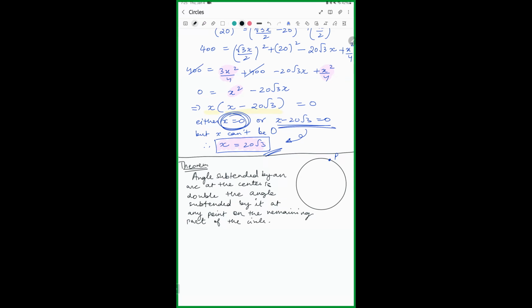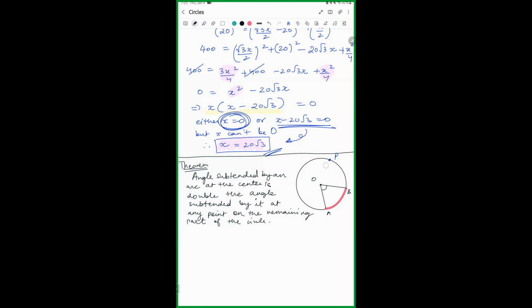So what does this mean? It means that if you take an arc, let's say this arc, I need to make it a little bit thicker. Okay, let's say you take this arc, the angle subtended by it at the center, this is O, is going to be double, meaning if you see this angle, and let's call it AB. So this angle over here, angle AOB, is going to be double the angle subtended by it at any point on the remaining part of the circle.